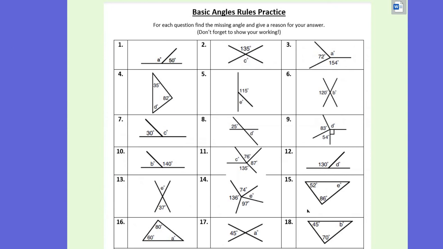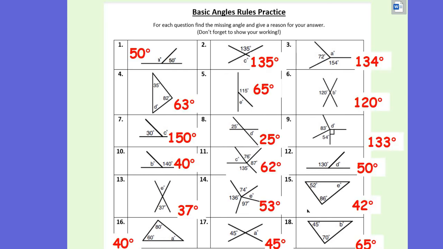Can you now use these facts to work out these missing angles? Please pause the video for 10 minutes or so and work out as many of these as you can. Off you go. And these are the answers. Please check your work and see how you did, Year 10.